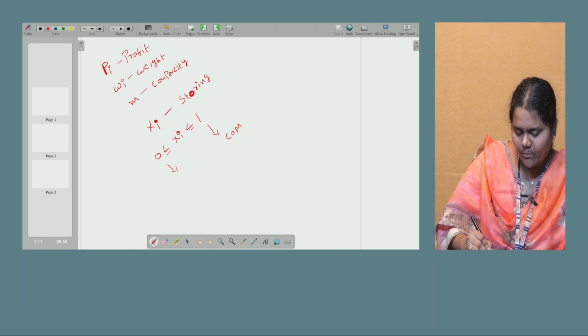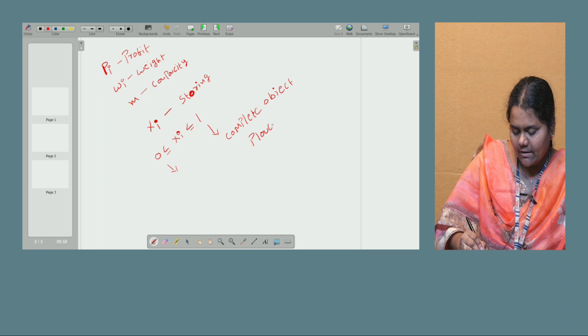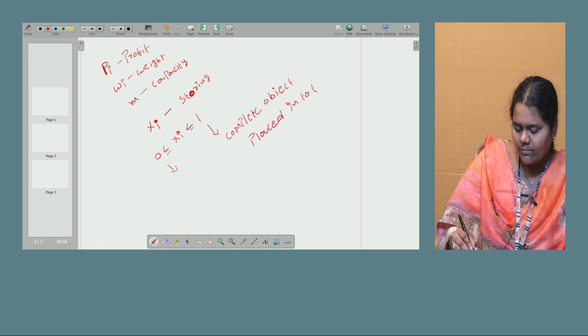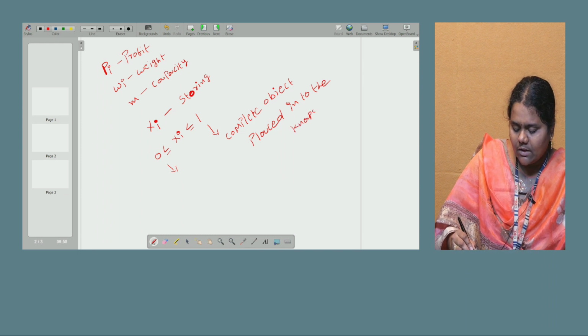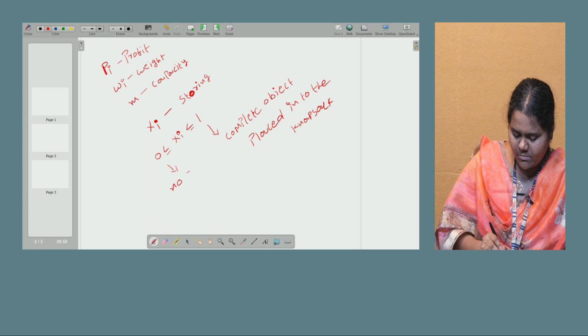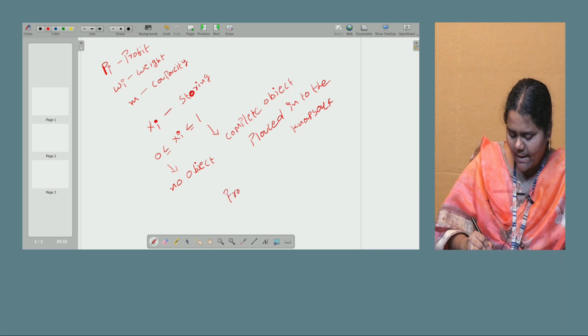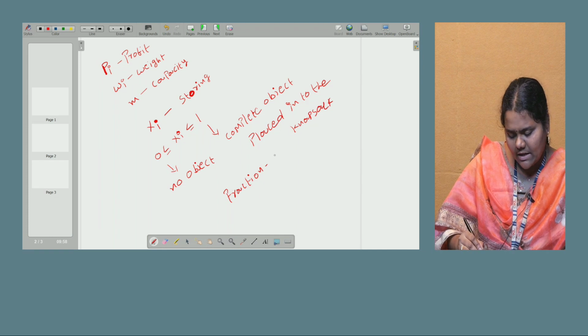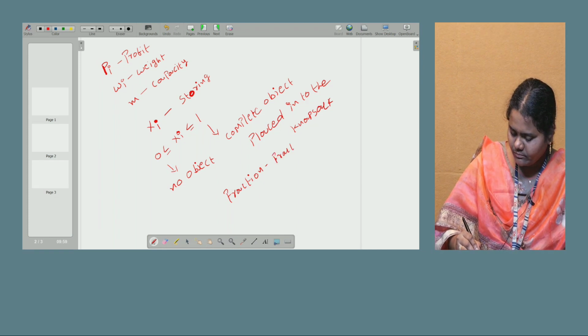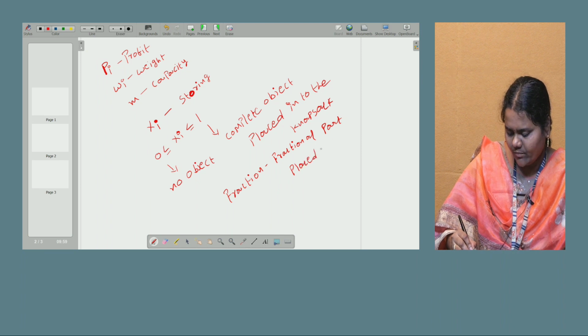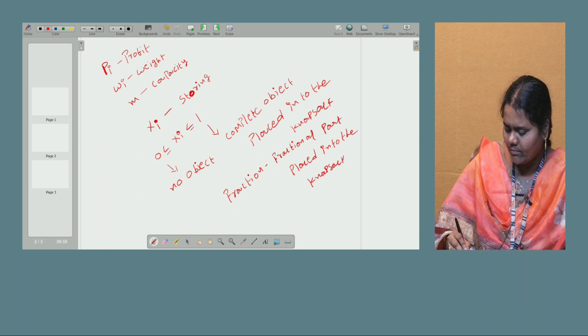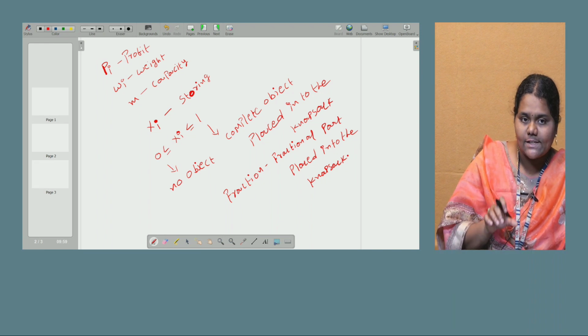A fraction means a fractional part of the object is placed into the knapsack. So this is the concept of the knapsack problem.